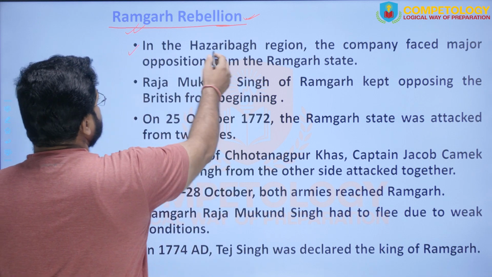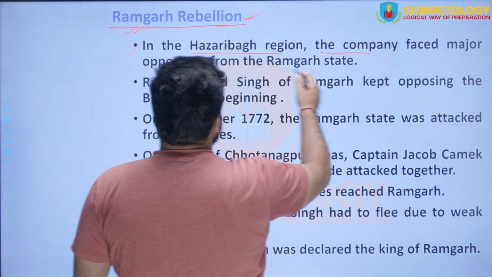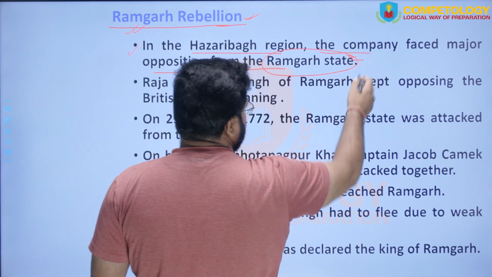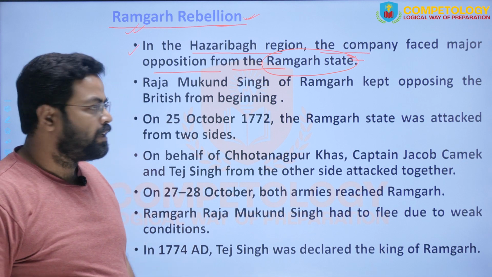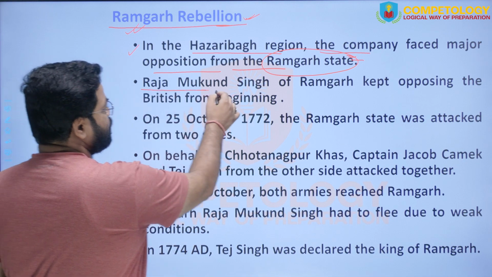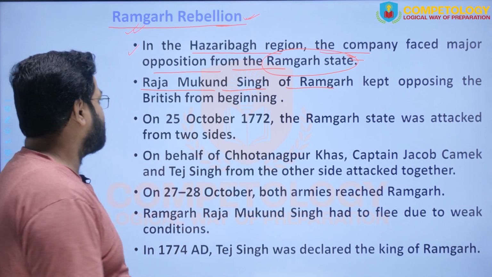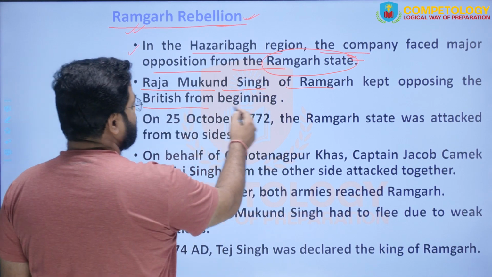So in Hazaribagh region, the company faced the major opposition from Ramgarh state. The complete state of Ramgarh had revolted against them, and here Raja Mukund Singh was the ruler of Ramgarh at that very time. He was opposing the British from the beginning itself.